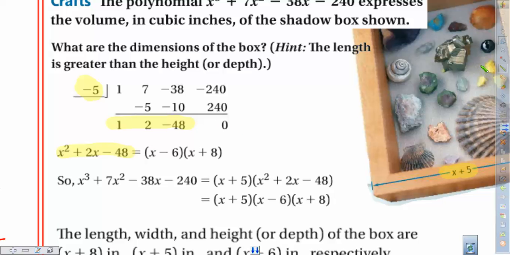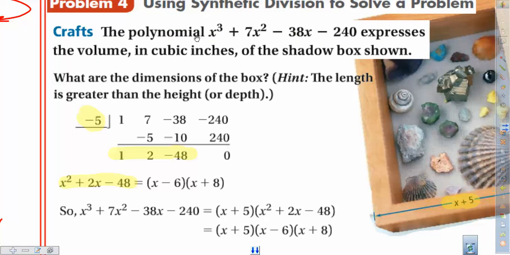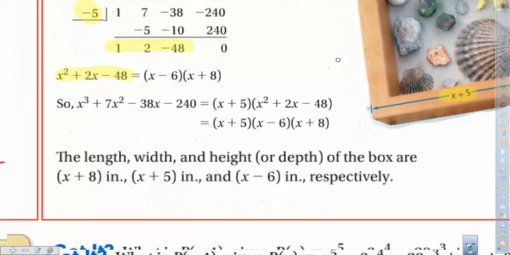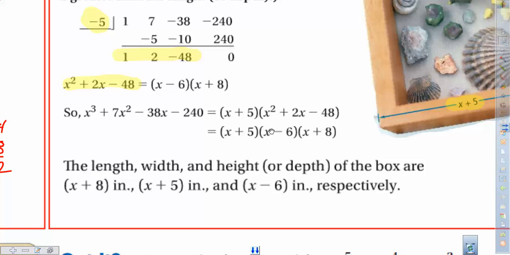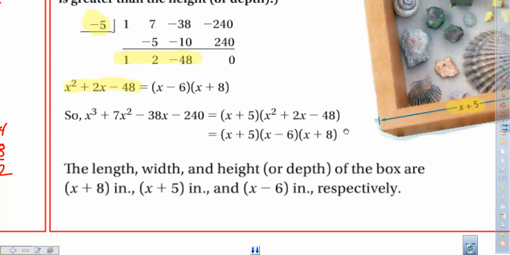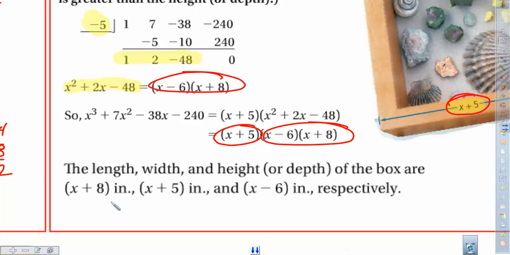And then with that quadratic, we have some tricks up our sleeves, don't we? We could actually factor and find two numbers whose product is negative 48 and whose sum is 2, which would be a negative 6 and a positive 8. So what we've been able to figure out is that whole cubic polynomial up there could have been factored into x plus 5 times x minus 6 times x plus 8. Well, where did the x plus 5 come from? It came from this guy right there. Remember, that was what started this whole thing? And then we're grabbing those other two, putting those right there. So those would be the dimensions of that box.